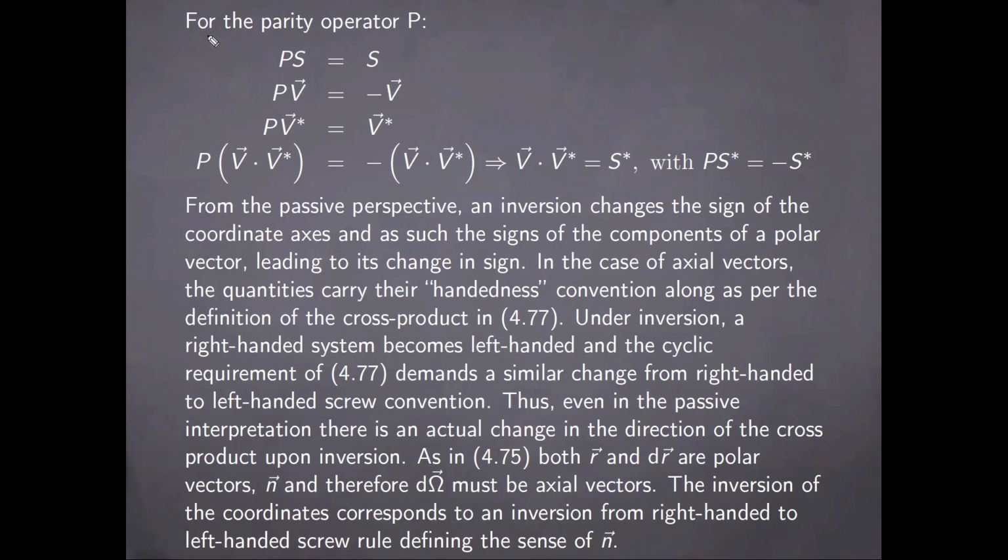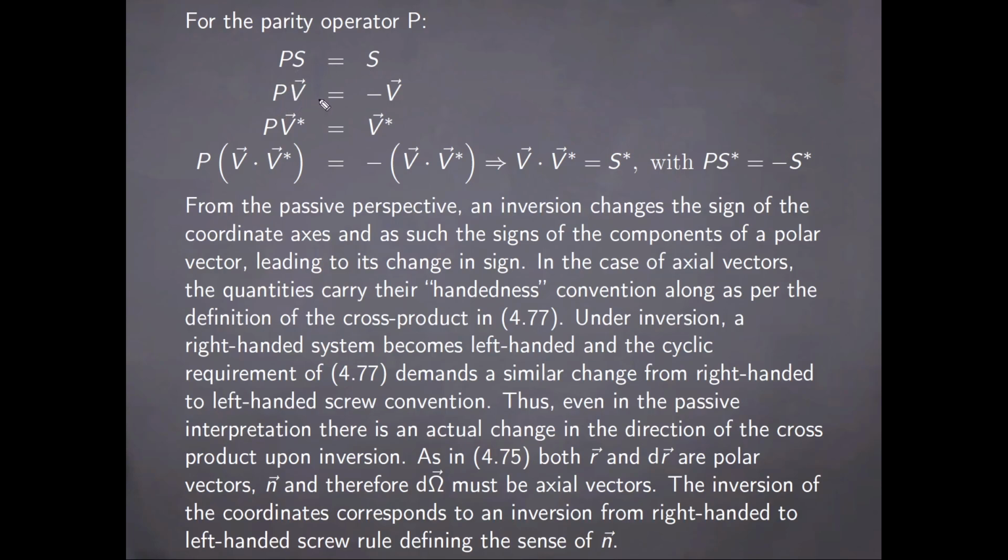And now if we define a parity operator P, the four types of quantities that are of importance in classical mechanics behave in the following way. Scalars are invariant to the action of the parity operator. They do not change in any way.